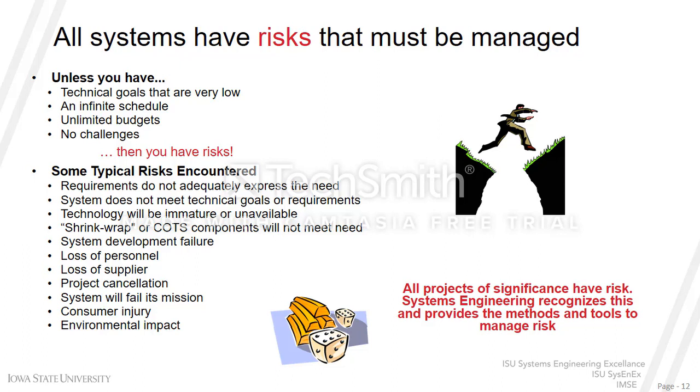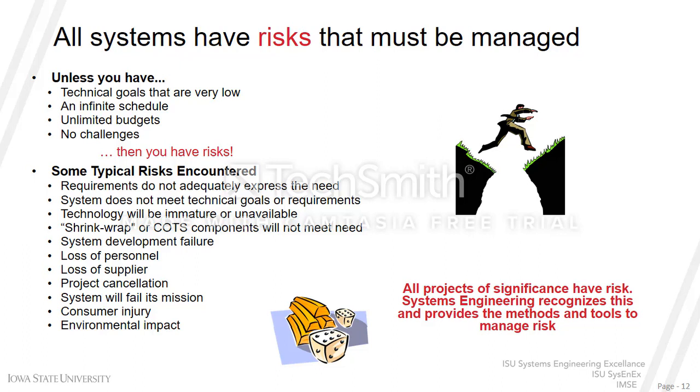All systems have risks that must be managed. This is another maxim that risk is present and the level of risk is always going to be there. Consider some typical risks encountered. Requirements do not adequately express the need. It's possible that you are in the requirements definition, and as thorough as you may be, you may still not get the requirements as robust as they could be.